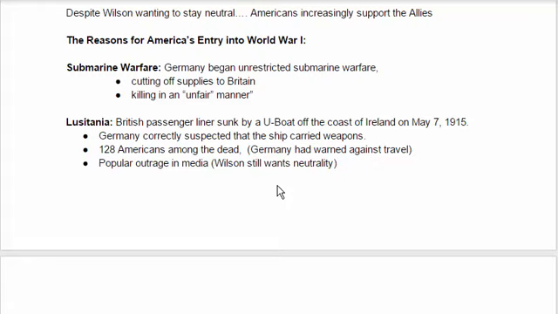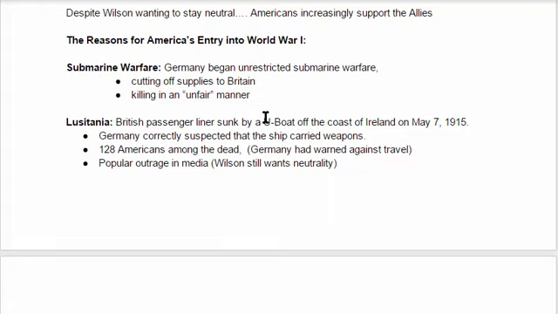So the first one is submarine warfare. We didn't think the Germans' use of submarines was a good thing. We thought it was kind of an unfair way that the Germans were cutting off supplies to Britain, which hurt us economically because we were selling stuff to Britain. But we also thought that this was kind of an unfair or underhanded thing to do. So we didn't really like submarine warfare too much. That contributed to our siding with the British and the French.